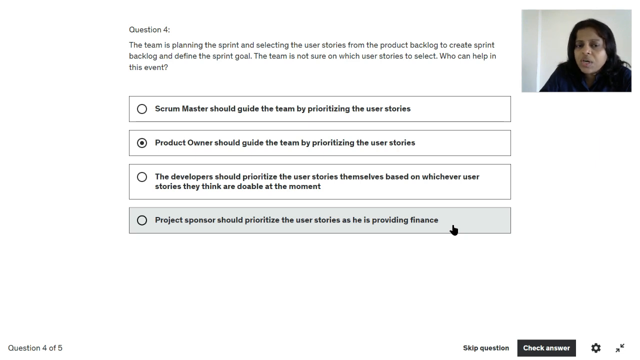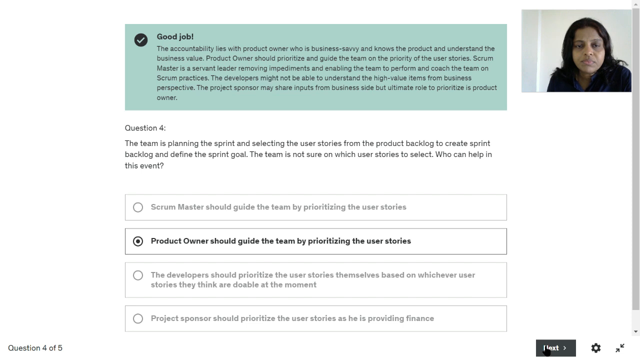So that is how we are going to prioritize, and the right role to guide the team is product owner. So the right option should be B. Product owner should guide the team by prioritizing the user stories. So let us check the answer. Yes, this is right. Option 2 is right, as we already discussed in detail.